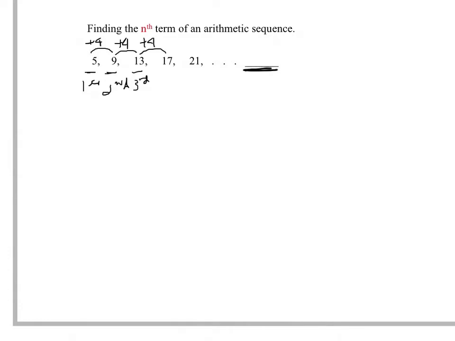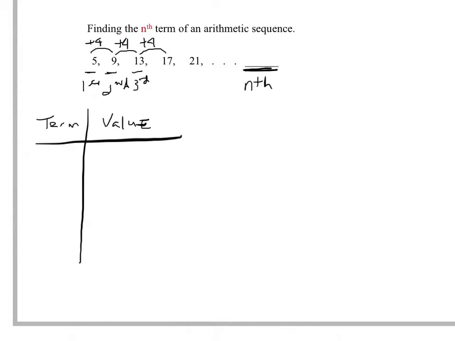this term right here could be the 20th term, the 30th term, the 50th term, whatever. Generically speaking, it is the nth term. So what we're going to do is look at the term, and look at the value of the term and how to calculate it. The first term is not real exciting. It's just simply 5. And we're going to come back to that in a minute.